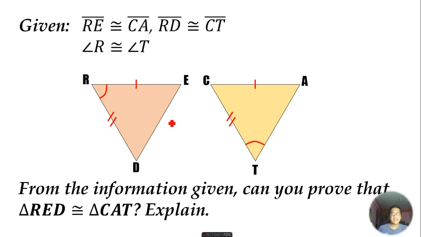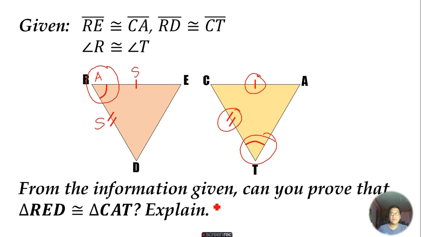So, let's see. Given, RE is congruent to CA. Then RD is congruent to CT. And then angle R is congruent to angle T. But take note, let's look at this. Side, angle, and then side. The angle is included between the two sides. But here in the second triangle, look at that. So, side, and this is the angle. So, the angle is not included between the two sides.